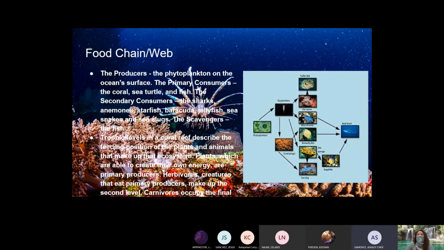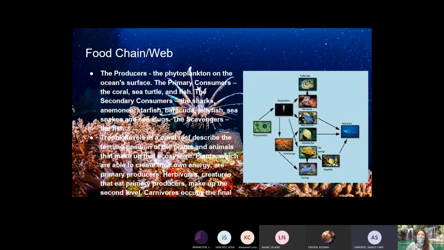For the food chain, food web, the first one is that the producers, the phytoplankton on the ocean surface, the primary consumers, the coral, sea turtles, and fish, the secondary consumers, the sharks, anemones, starfish, barracuda, jellyfish, sea snakes, and sea slugs, the scavengers, the fish.